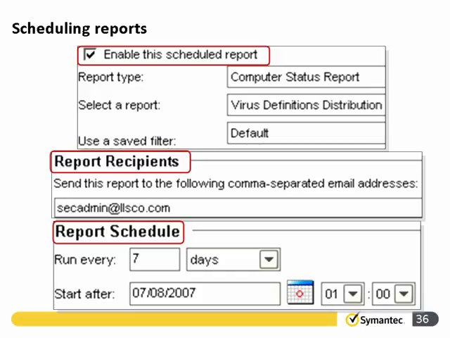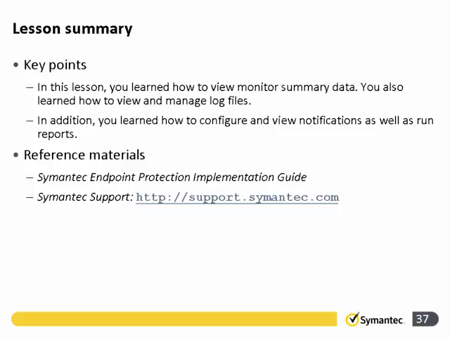Here we're looking at the scheduled reports now. We're enabling this scheduled report, so we're creating a new one. We've specified the report type of computer status report, and we've selected the report from the drop-down within the computer status report listing for the virus definitions distribution. We can then apply a saved filter. In this case, we're leaving it as the default. We can choose certain recipients to receive this report, and if so, we need to put in the email address. And we wish to decide on how frequently we wish to run it. We've chosen to run it every 7 days, and we set it at a certain date and time.